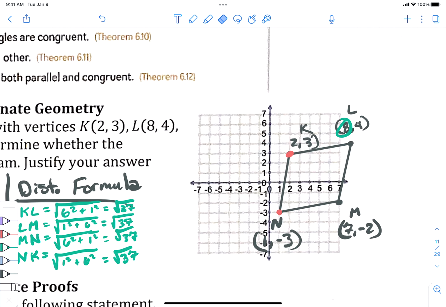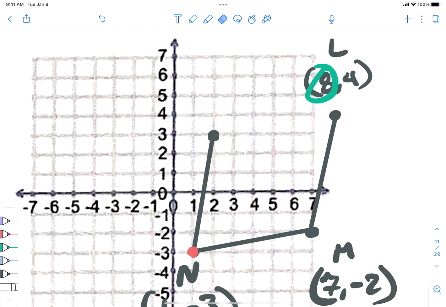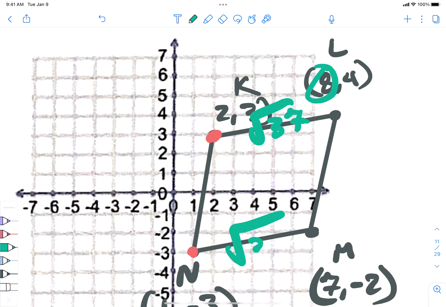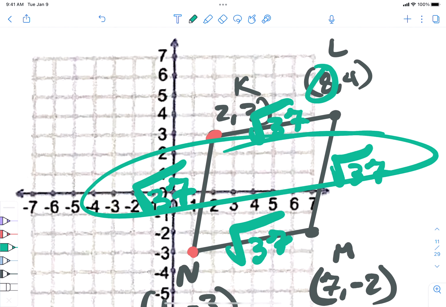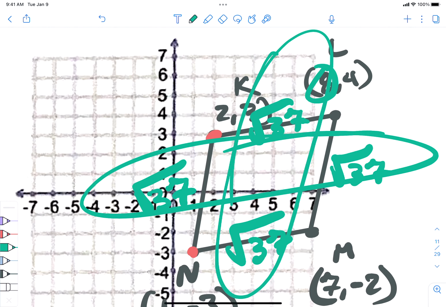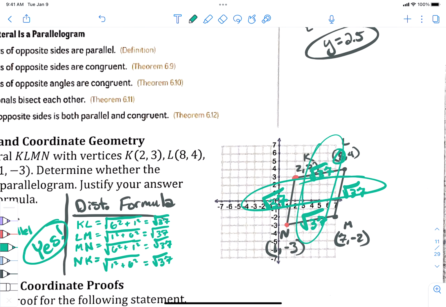Do we have to have all 4 sides being the same length? No. What do we have to have? 2 sides being the same. The opposite ones being the same length, right? So like this one's the square root of 37, then this one would have to also be the square root of 37, okay? This one's the square root of 37, so this one also has to be the square root of 37. So only these two have to match and only these two have to match. It just so happens that all 4 of them match. That's just icing on the cake, right? They are all the same length, okay?